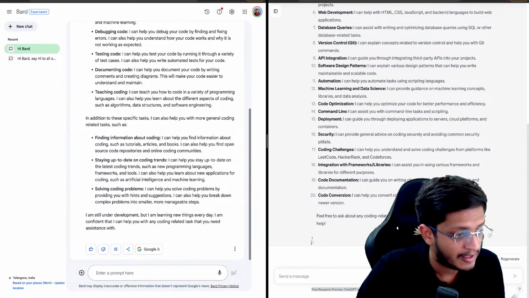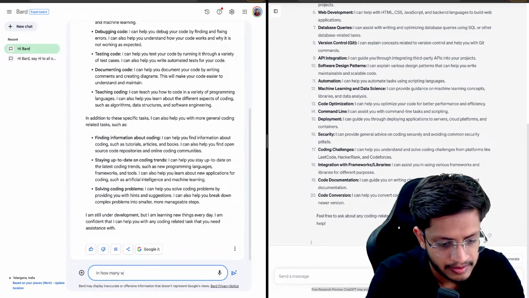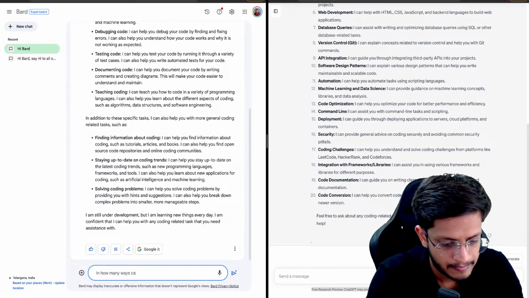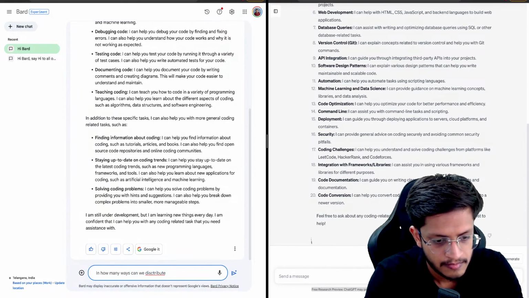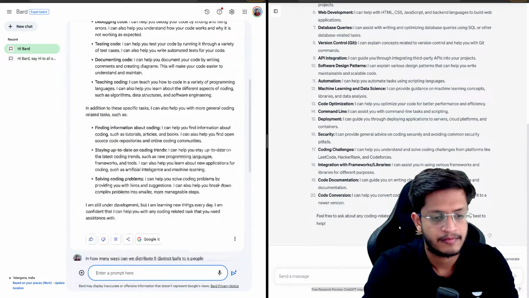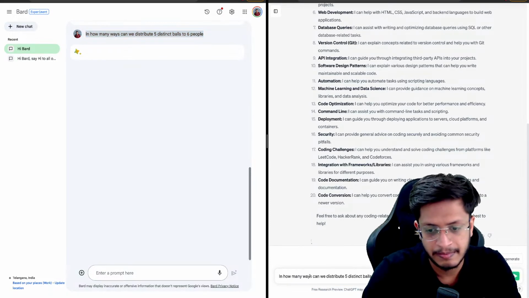So, for example, you can try asking a mathematical question like, let's say, in how many ways can we distribute 5 distinct balls to 6 people. So I've asked a permutation and combination question, and I'll ask this question to both the platforms.